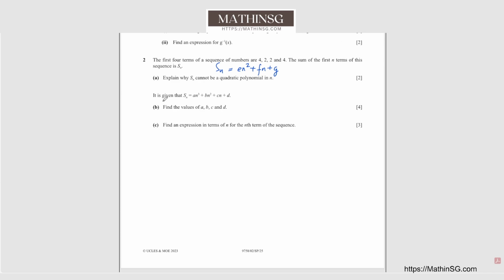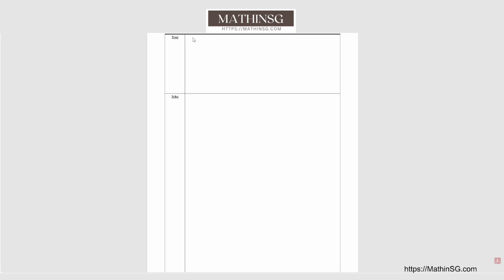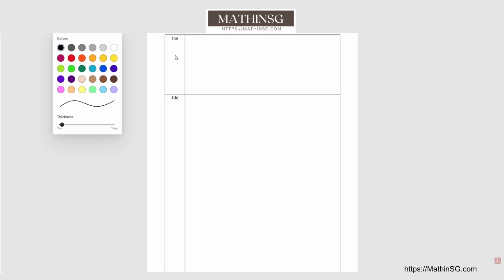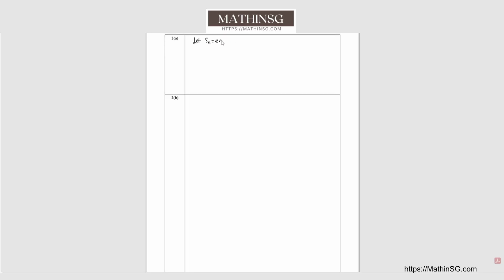You notice why I use E, F, and G is because for the next part I use A, B, C, D. If I use A, B, C again, this A and this A will not be the same, because this is quadratic and this is cubic. That's why I use E, F, and G. So now let's do it. I will let Sn be equals to En squared plus Fn plus G, where E, F, and G are constants.